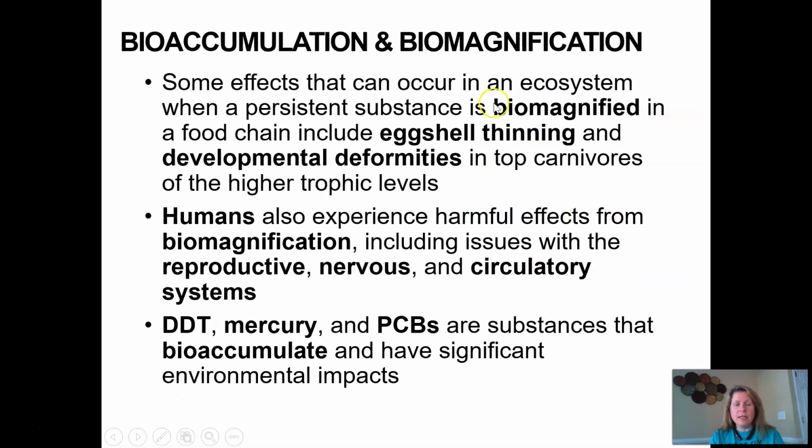And DDT, be familiar with that. As far as eggshell thinning, we saw problems with eagles as DDT biomagnified up the food chain with eagles. There are lots of things that will bioaccumulate and biomagnify. DDT, mercury are two examples, also PCBs, things that were used. They're fireproof and they're used in transformers. Those are endocrine disruptors. Those will also bioaccumulate.